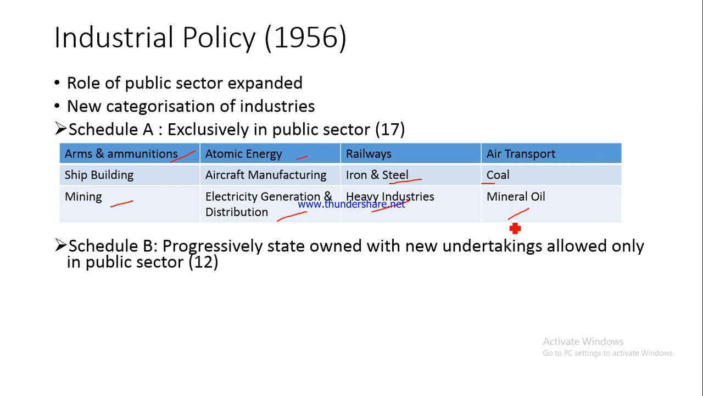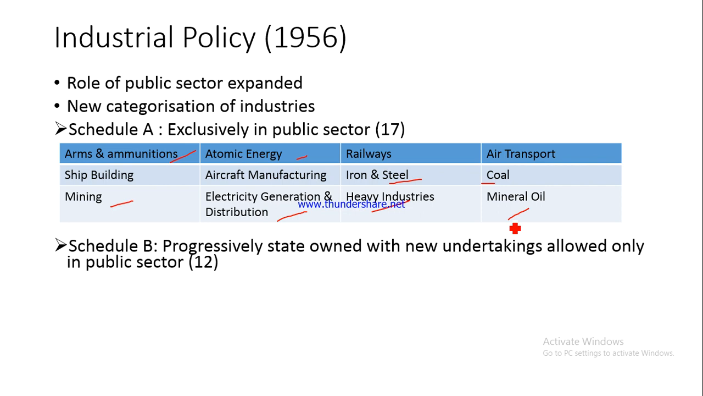And how was this expected to happen? It was decided that no more private sector units would come up in these industries. Any new unit that would come up in these industries would have to be a public sector enterprise. This way, slowly, these 12 industries would be dominated by the presence of the public sector, and this was the whole game plan at that point of time. I have given you the reason: the whole thinking was that the role of the public sector enterprises had to be expanded.